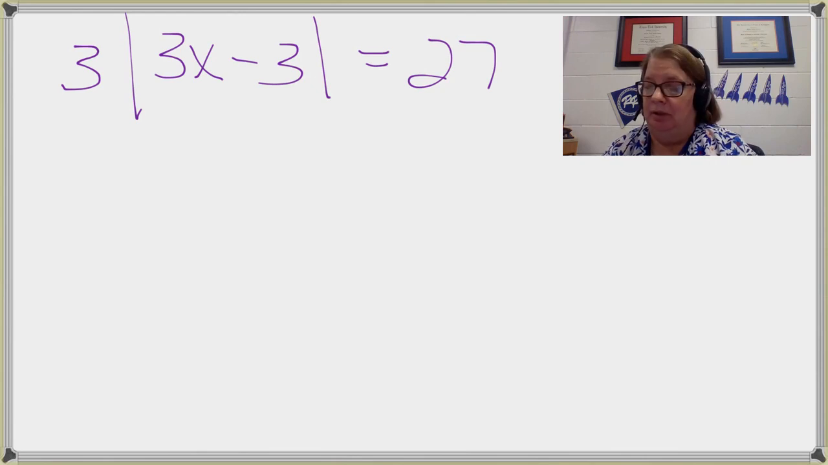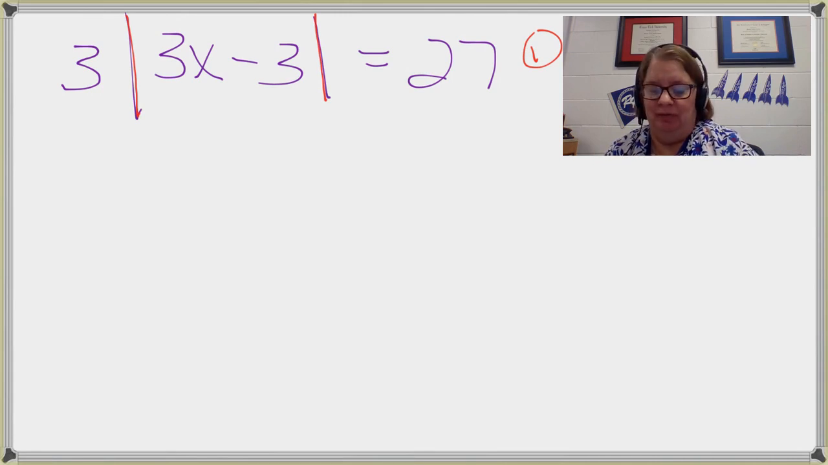What does the word isolate mean? During COVID-19, we've been very isolated. That means we have to stay in our house all by ourselves, right? We want to isolate the absolute value. That means we want to get these bars and whatever's inside them by itself.